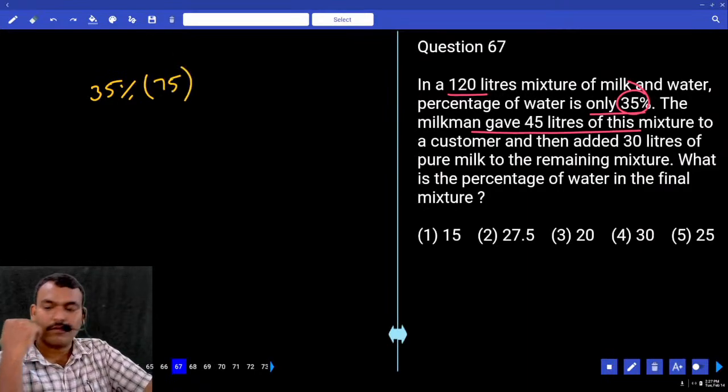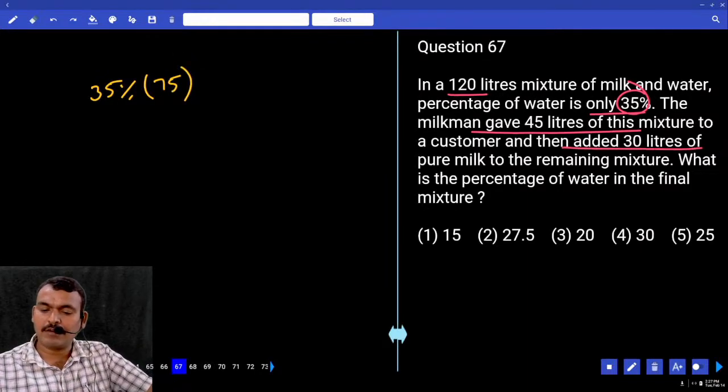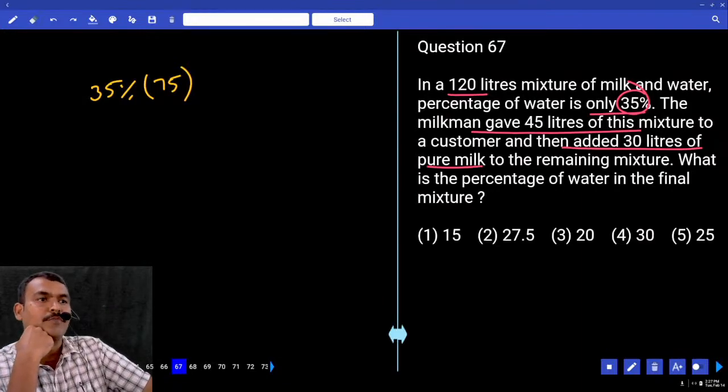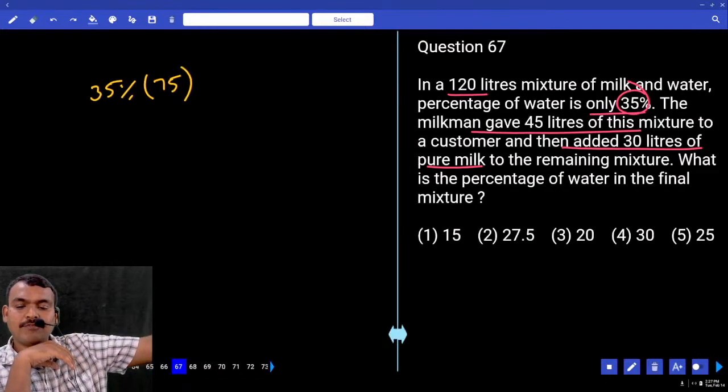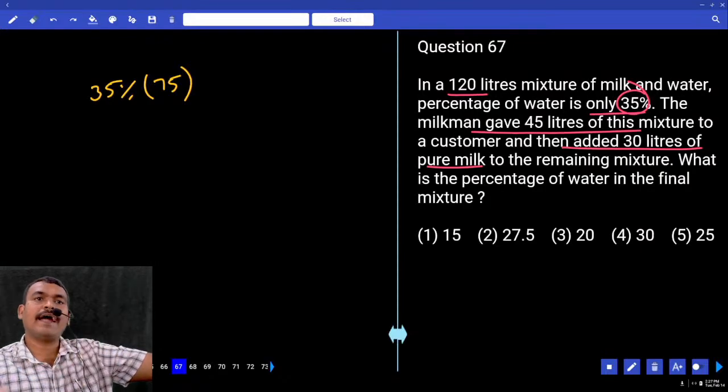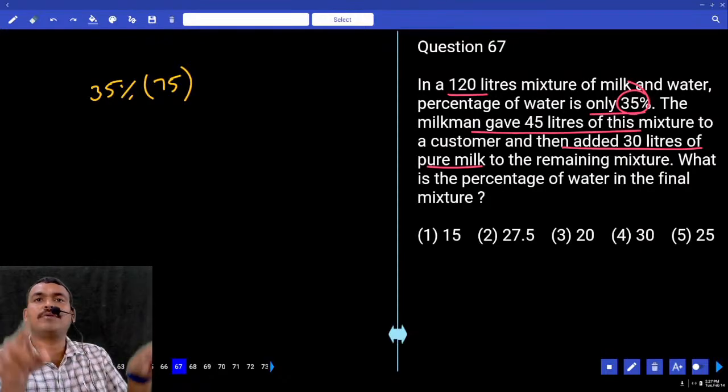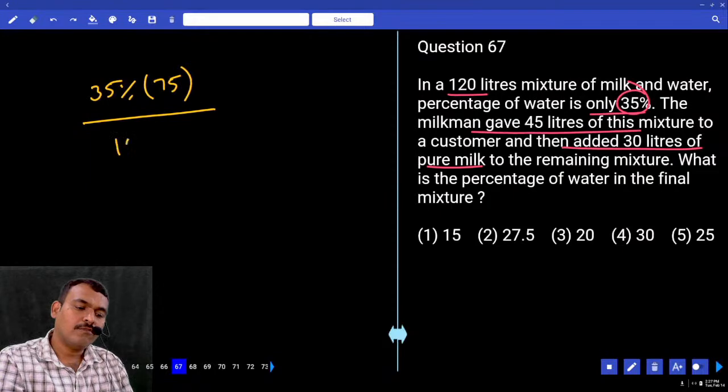75 liters. And we are adding how many liters of milk? 30 liters of pure milk, he said. After 45 liters are removed, what is the remaining quantity? 75. We are adding 30 liters of milk, means total mixture is how much? 105 liters, he said.